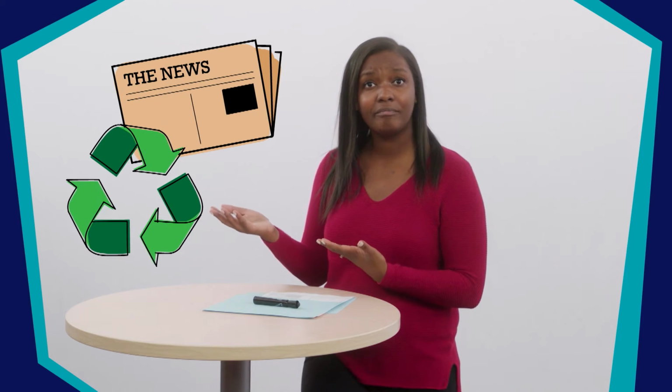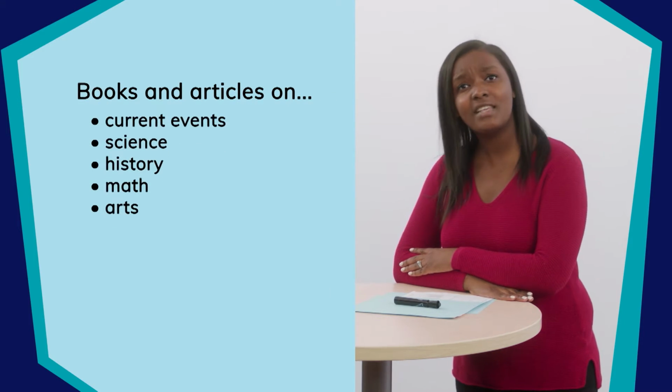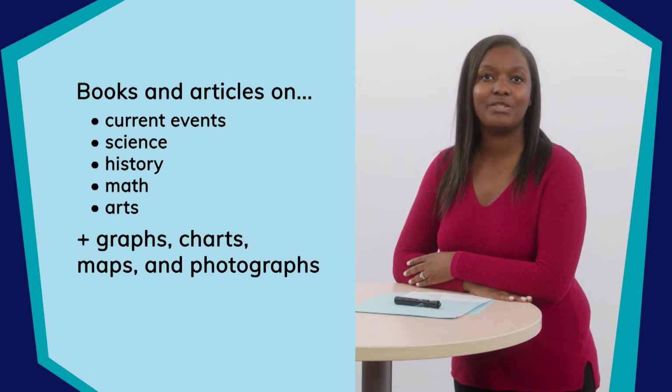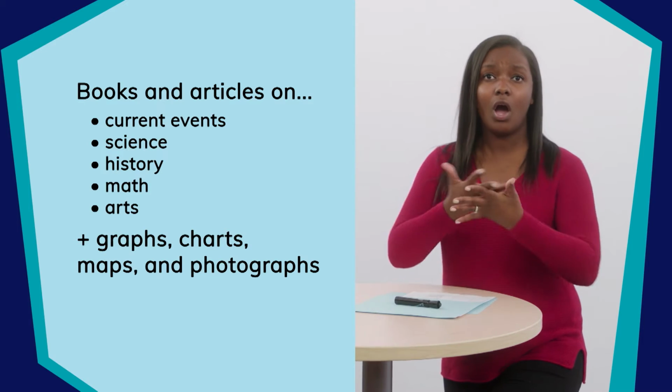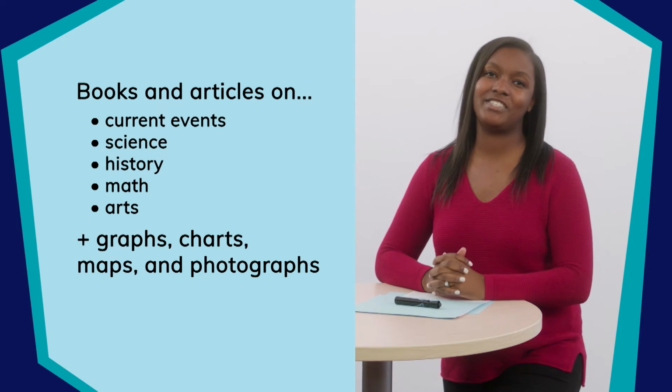Nice, okay. When I woke up this morning, I read an article in the newspaper about a local recycling program. Most newspaper articles are considered informational text since their purpose is to provide readers with facts about their world. Other types of informational text that you might engage with are books or articles on current events, science, history, math, or other art topics. Even graphs, charts, maps, and photographs can be considered informational text. Informational texts are all around us, so it's important that we as readers can read them and understand them.